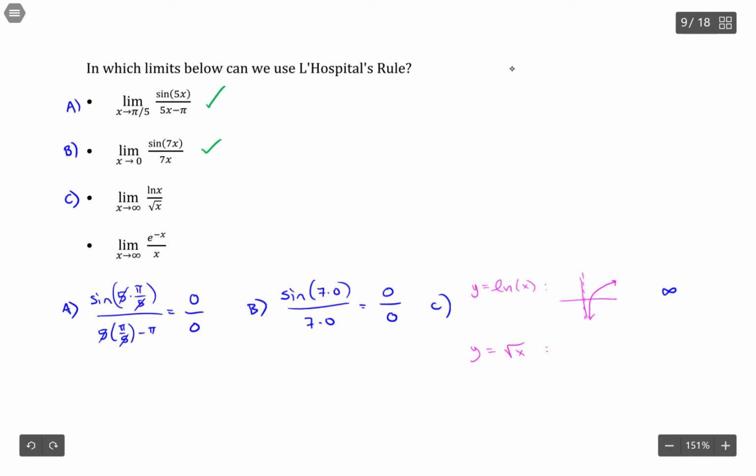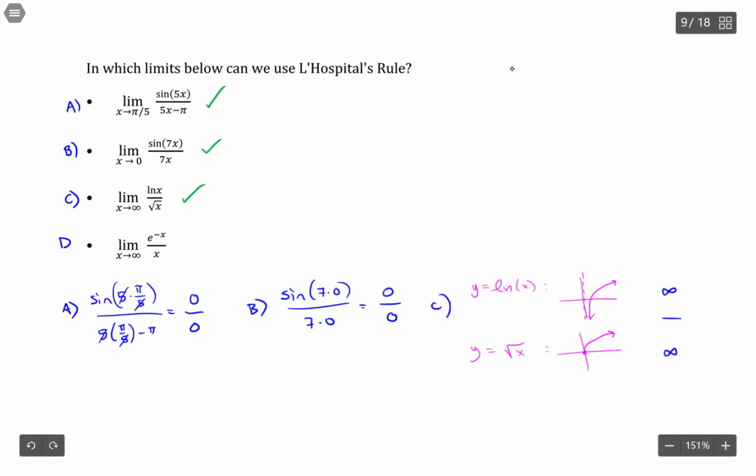Same thing for square root of x. If you aren't sure what happens when you plug infinity into square root of x, just remember, here's the graph. As x gets larger and larger, the y values get larger and larger. So the denominator here also results in positive infinity. And that is a type of limit that you can apply L'Hopital's rule to.